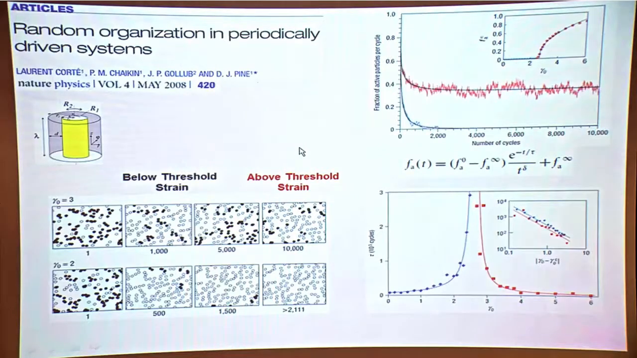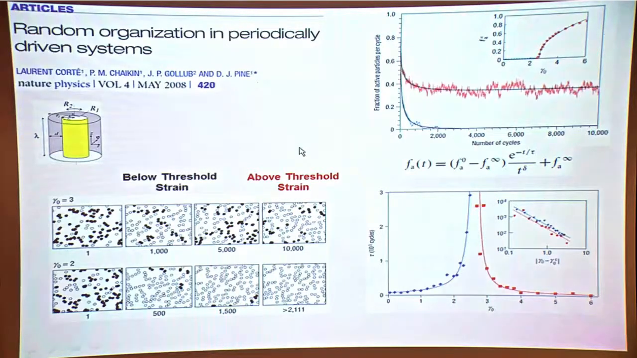So here in the simulations, they showed the number of active particles, the ones which do not come back after one cycle. And you can see that in this situation, it goes to the zero value in some cycles. Whereas in this situation, it goes to a non-zero value. And this fraction is plotted here as a function of gamma naught, the amplitude of the oscillatory strain. And you can see a clear demarcation of the two regions marking this phase transition.